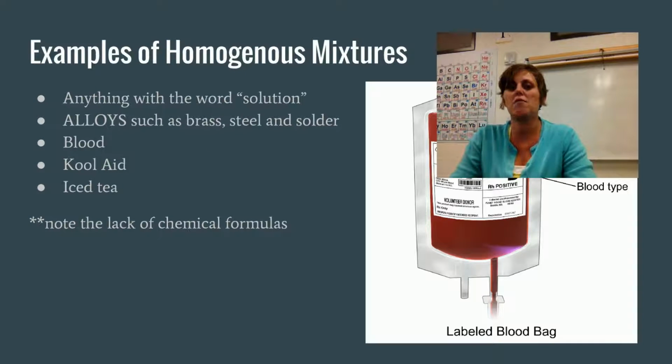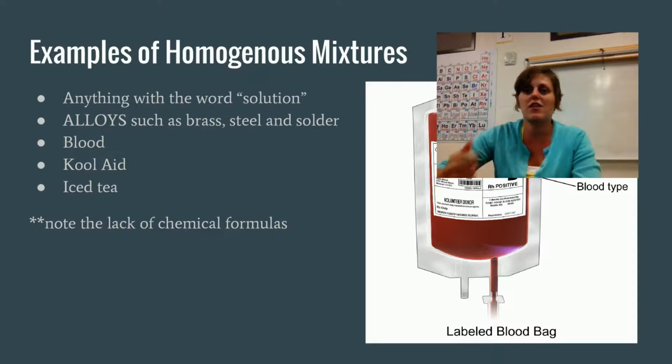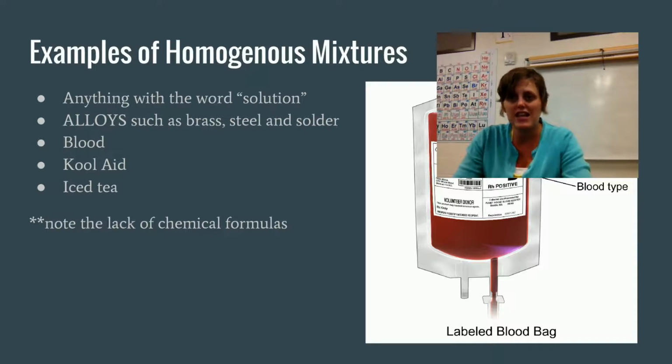Other examples of homogeneous mixtures are going to be anything with the word solution in it. That's just a fancy word for homogeneous mixture. It means it's two or more things mixed together really, really well. So anything with solution, you should be thinking homogeneous mixture right away. Alloys are another tricky one. Remember, that's just two metals that have been mixed together. So brass, steel, solder, those are tricky because some people are going to think those are elements, but those particular ones, alloys, are a homogeneous mixture of two metals combined.